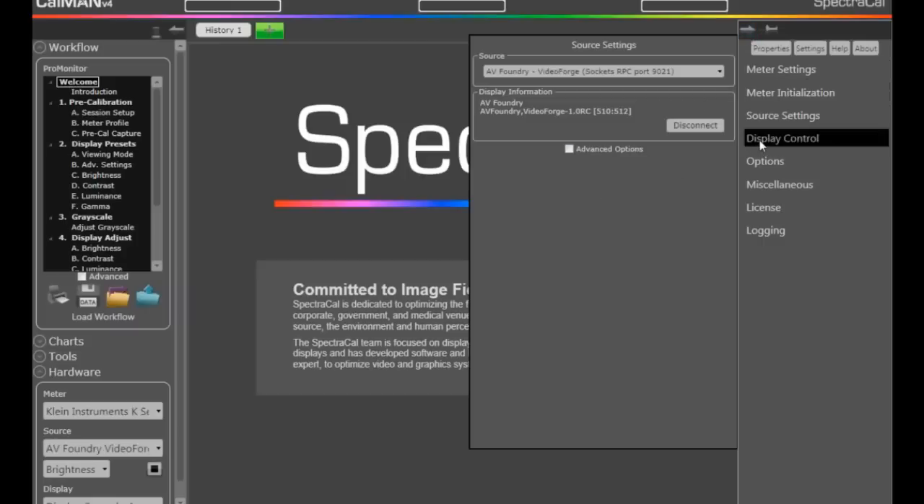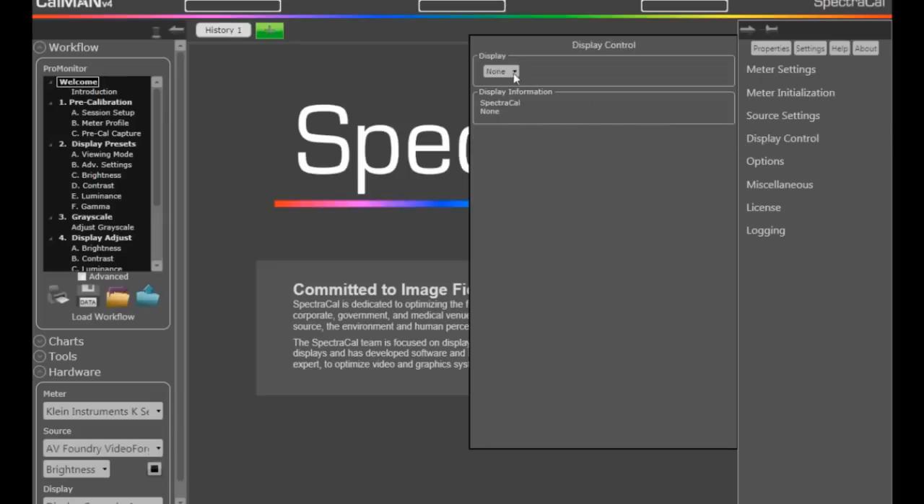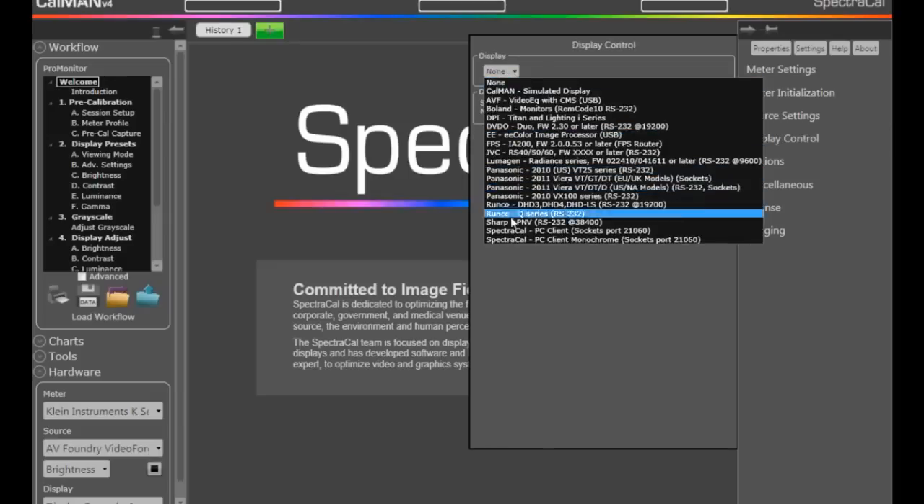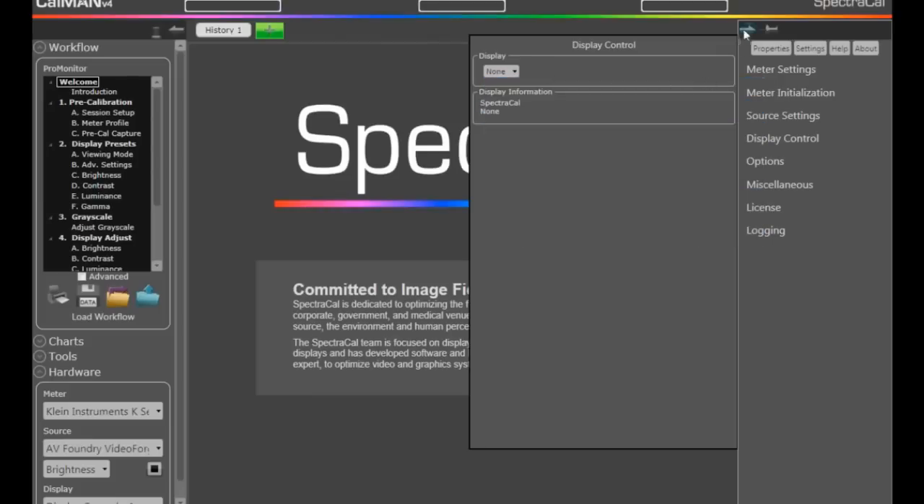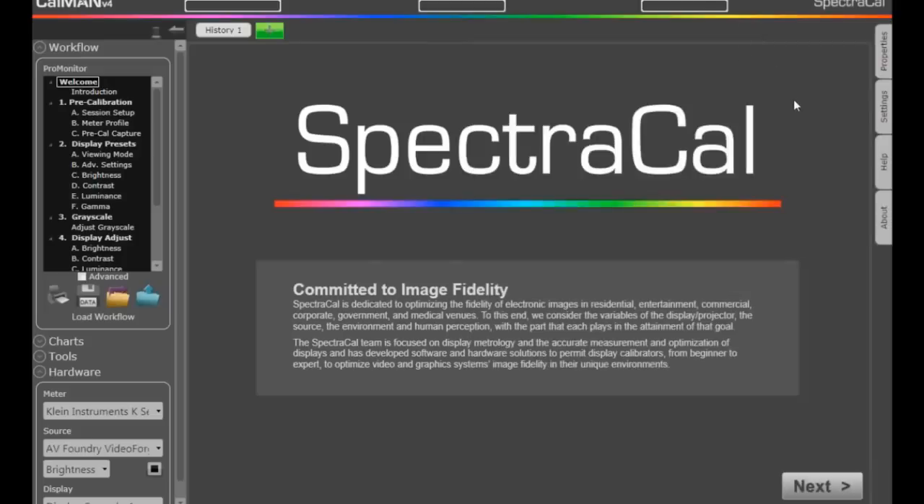Also, if we are working with a display which is supported within CalMAN, a Panasonic, a Runco, a Sharp display, for instance, or one of the processors, we would select those in order to have automated control of that particular device. And that's beyond, again, what we're going to be working with today, so we will not be setting up an automated display.